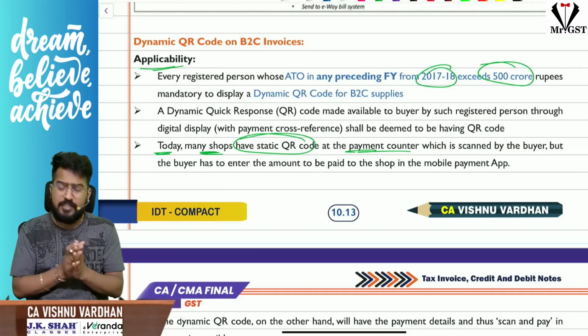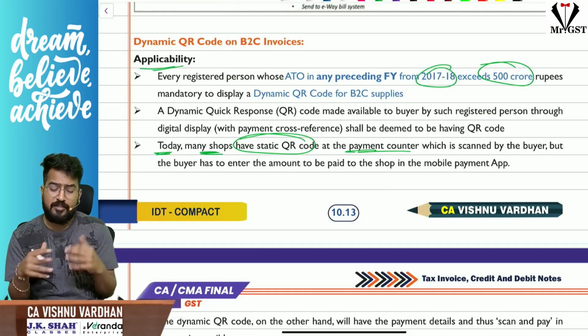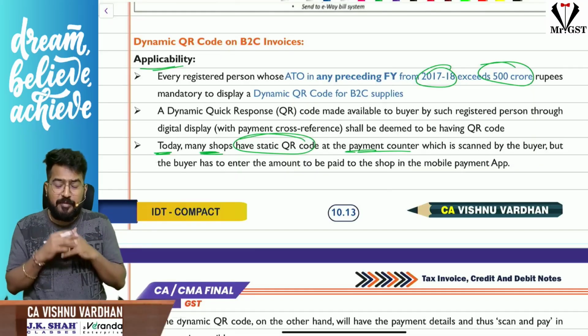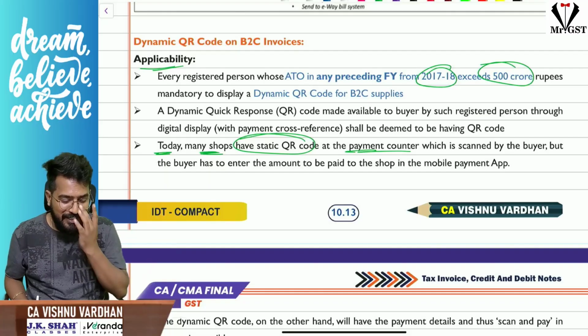And the last concept of this particular chapter, dynamic QR code. So when we are coming to the last concept, whether you are excited or not, I am getting excited because the chapter is over, I am getting that feeling. Okay. So dynamic QR code.